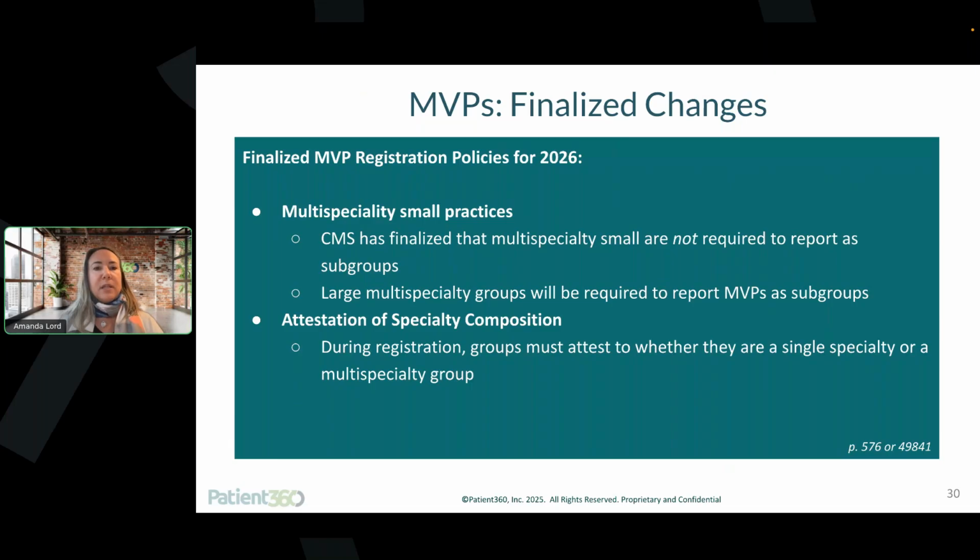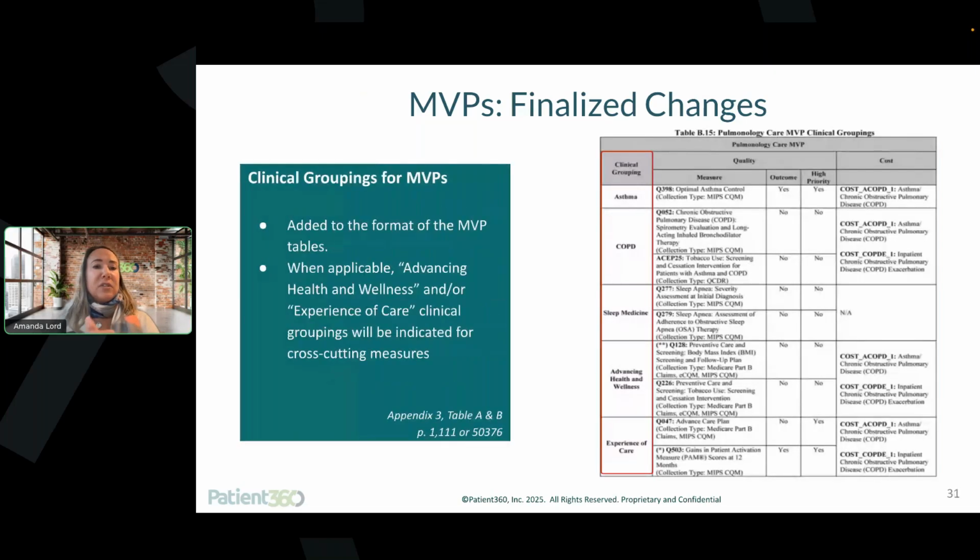Next slide, please. So to make the MVPs easier to navigate, this is just something that I wanted you to see for finalized changes. They did finalize the new clinical groupings format. We showed this during the proposed rule. Basically, you can see here on the bottom the experience of care and the way they've regrouped. Clinical groupings, it's a new table format for the 21 existing MVPs and the 6 new ones.